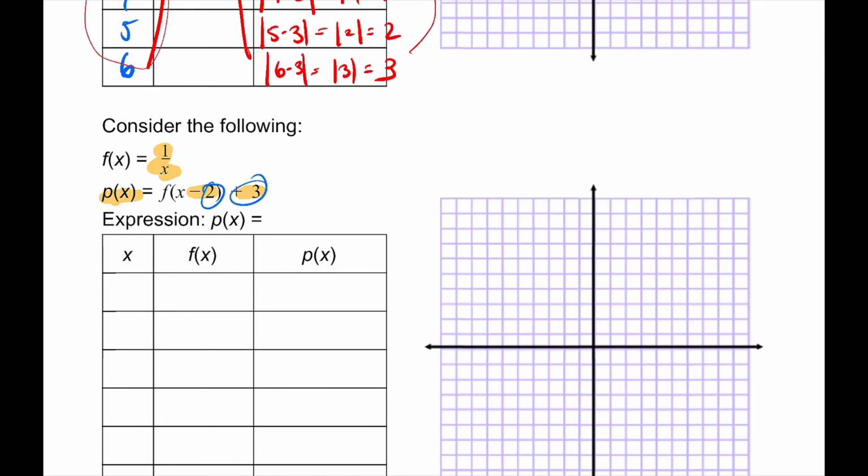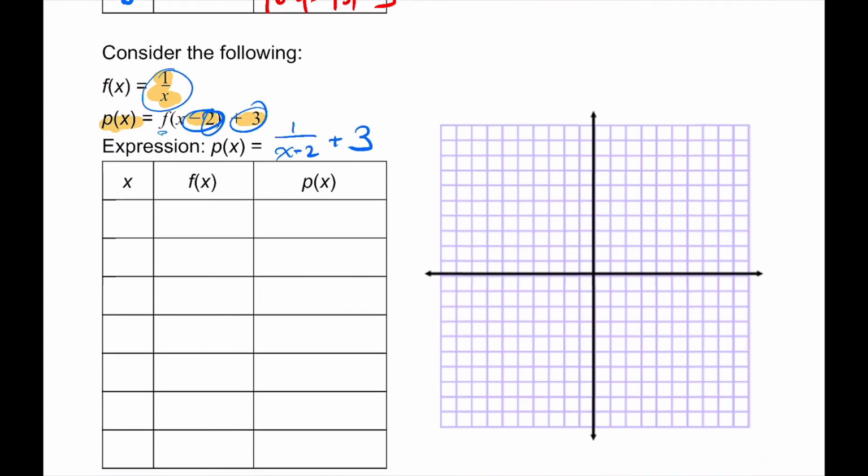Okay, so first of all, let's work on the expression. So we're going to replace f of x with my actual function. In this case, it is 1 over x, but we've got x minus 2, so we're subtracting 2 from x inside my function. That means this minus 2 is going to be sitting in the denominator with my x, because this is a reciprocal function. And then finally, we're going to add 3 on the outside. So that's how we write p of x as an expression.